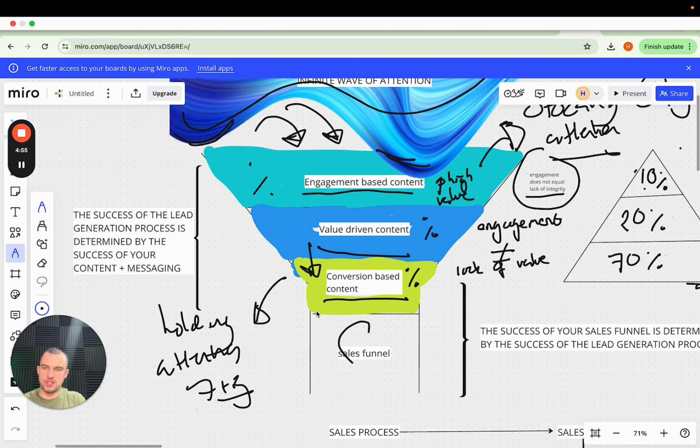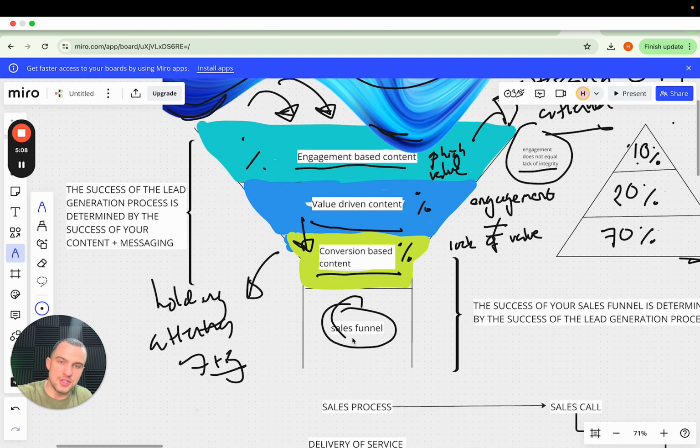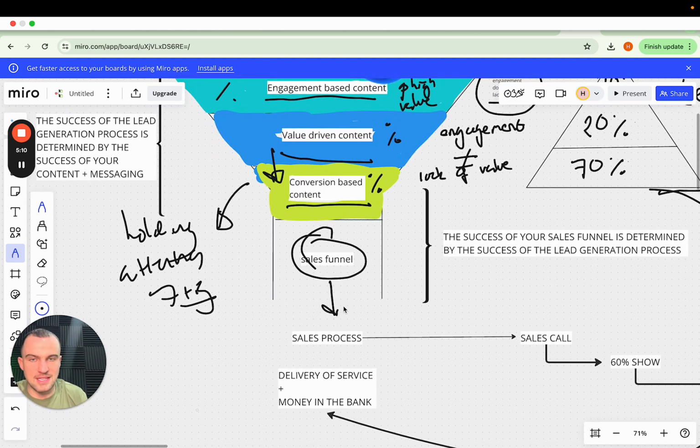Once you make that conversion-based content that encourages people to apply to work with you, or you DM them and reach out to them and nurture them, which we're going to discuss in a second, you then increase the amount of people who you get into your sales funnel. And then guess what happens? You increase the amount of people who then come into your sales process.